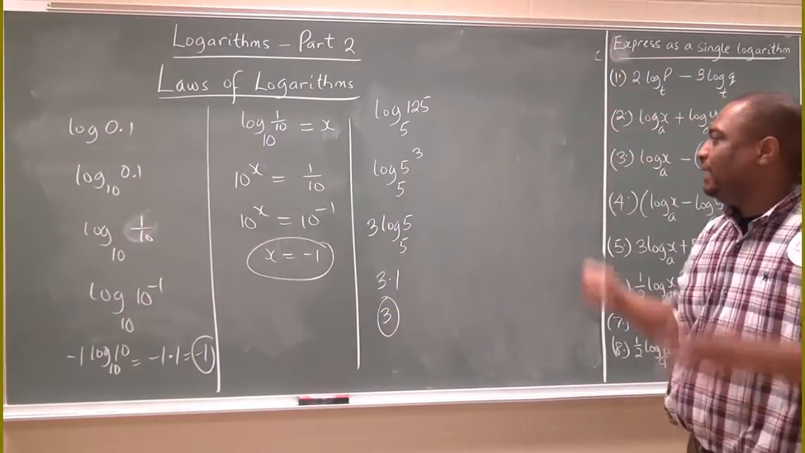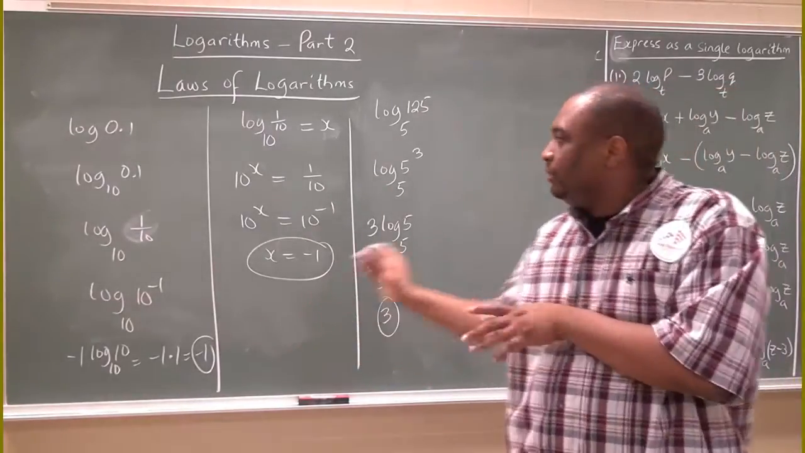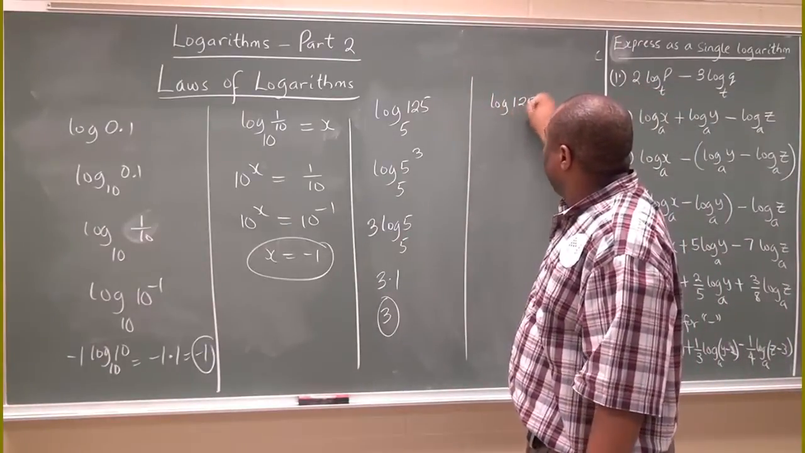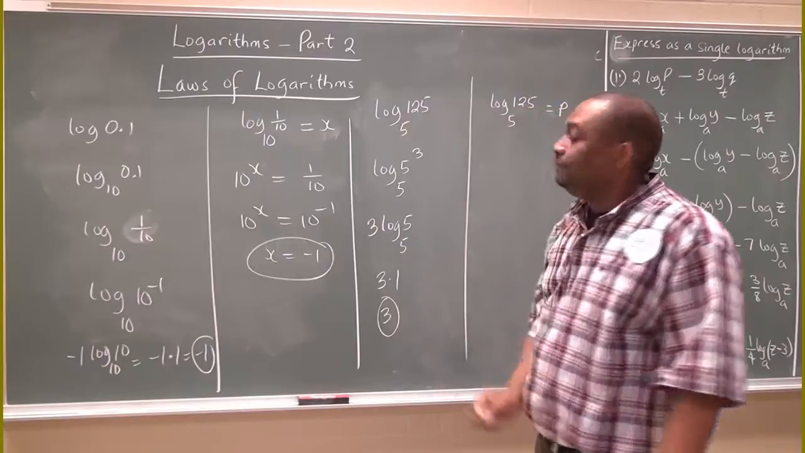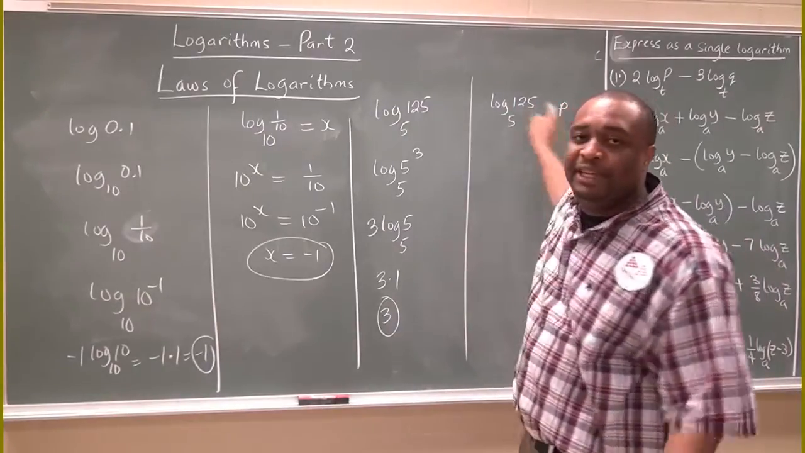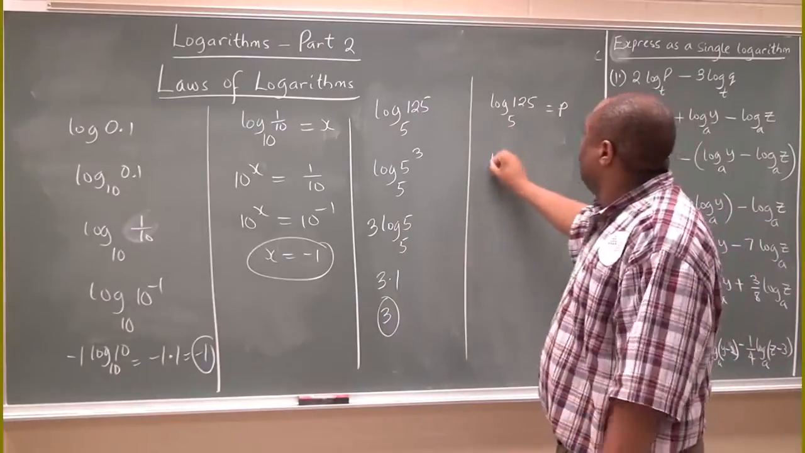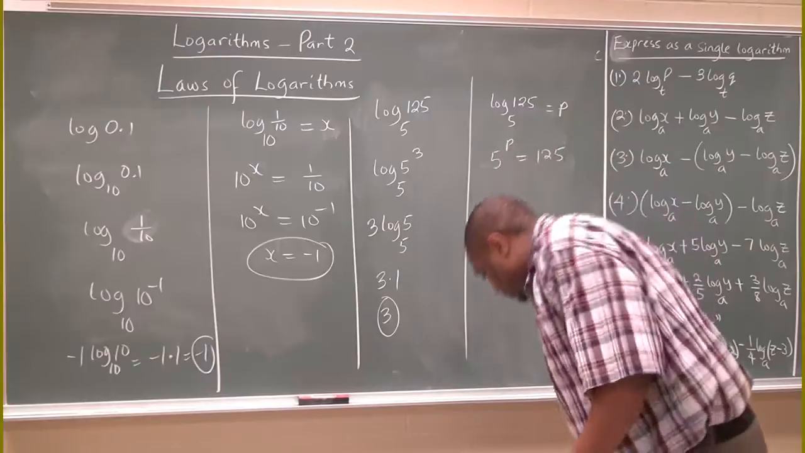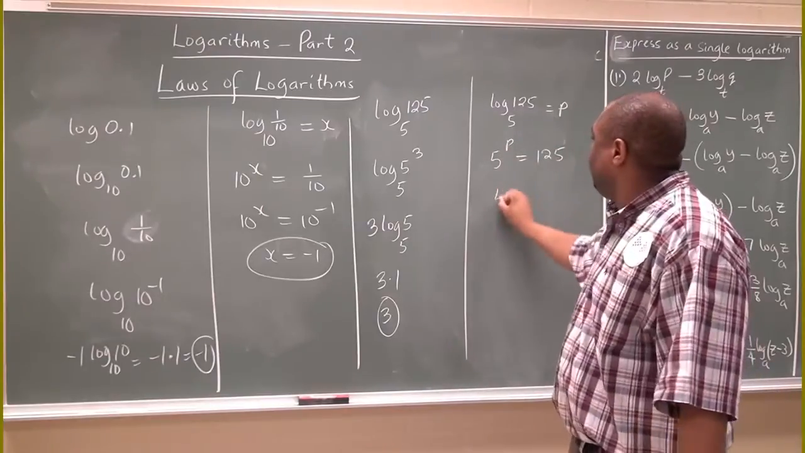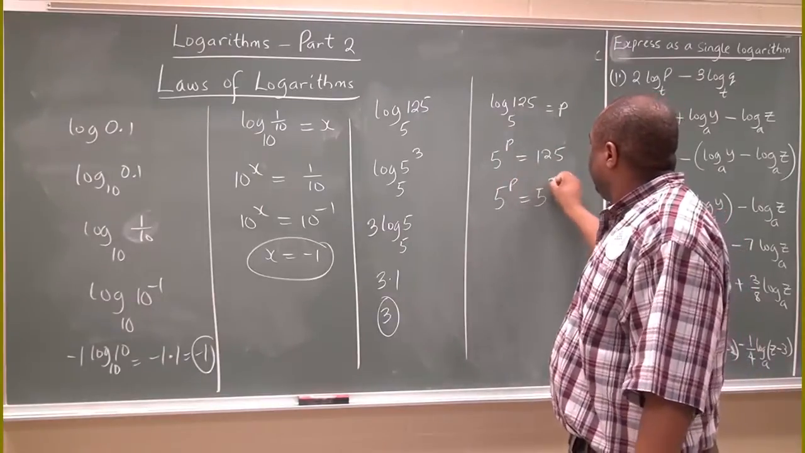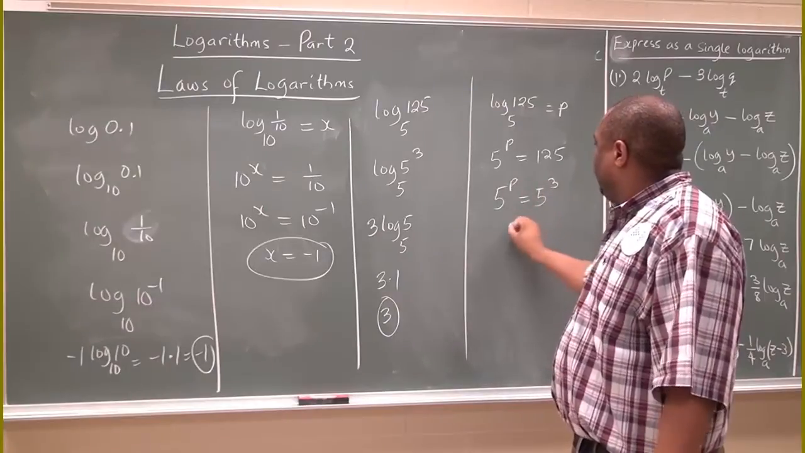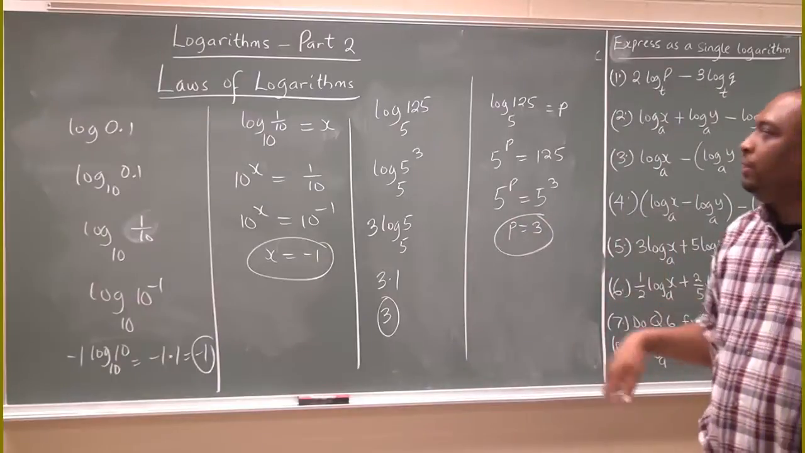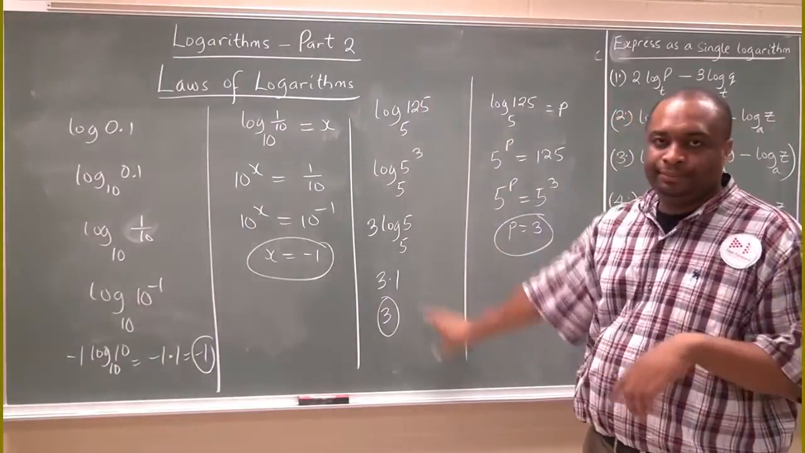Yeah. But the way we did it with the definition, we just say let log 125 base 5 be p. Then from the definition of logarithms, you do 5 to the power p will be 125. Then you do 5 to the power p to be 5 cubed. And then p will now be 3. Whichever way is fine. But for this video, I want us to work with this.